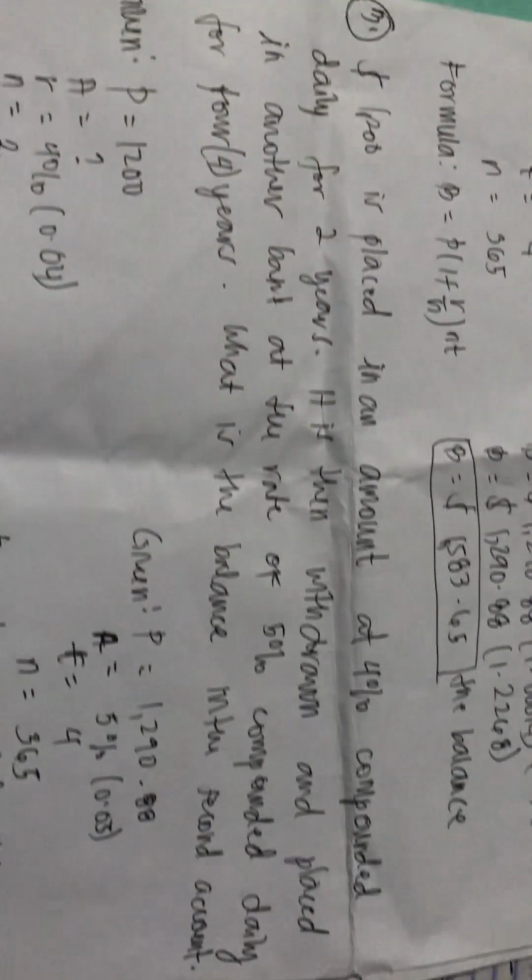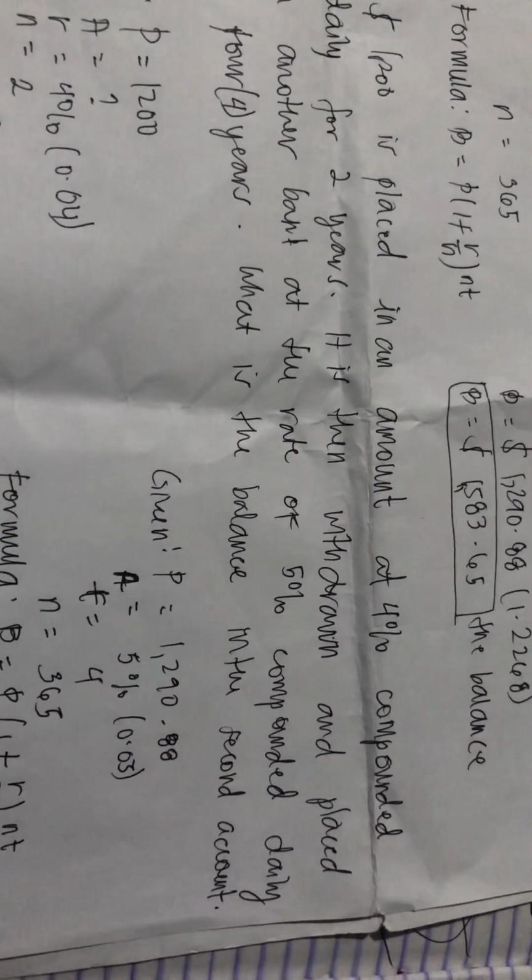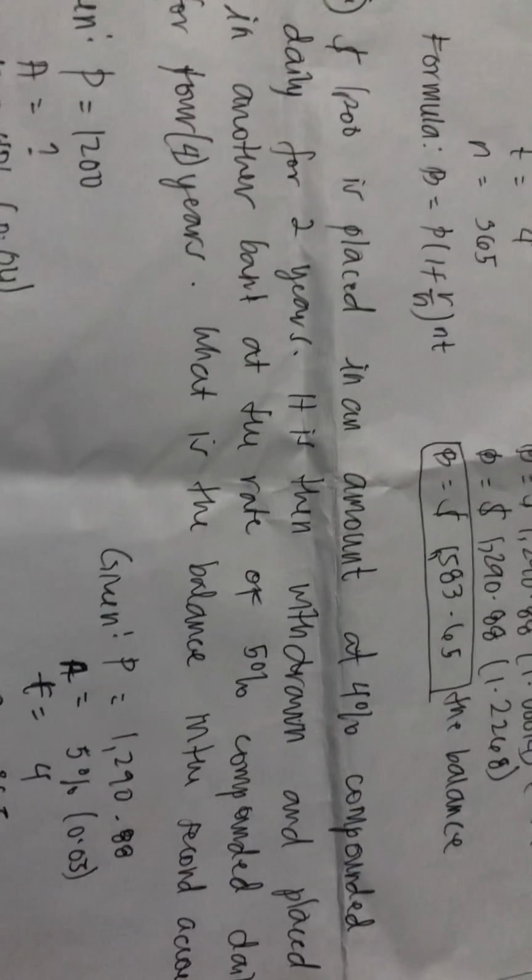So the next is number 3. $1,200 is placed in an account at 4% compounded daily for 2 years. It is then withdrawn and placed in another bank at the rate of 5% compounded daily for 4 years. What is the balance in the second account?